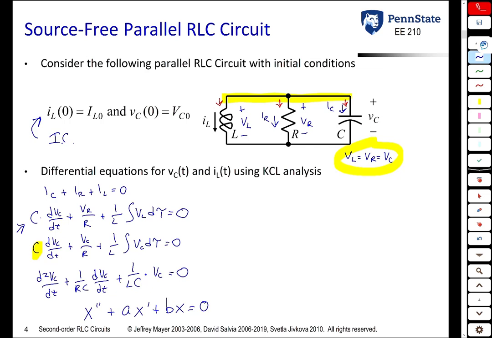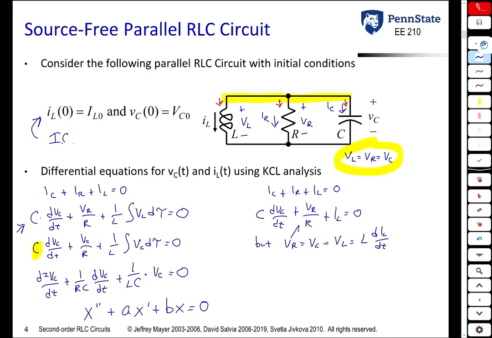Suppose we're interested not in VC, but in coming up with the differential equation for IL. We can start off with the same first step. Rewrite IC as C dVC/dt. IR is VR over R. IL we'll leave alone at this point. But what do we know about VR and VC? VR and VC both equal VL, and the voltage across an inductor is L dIL/dt.